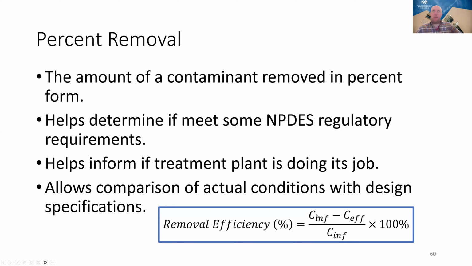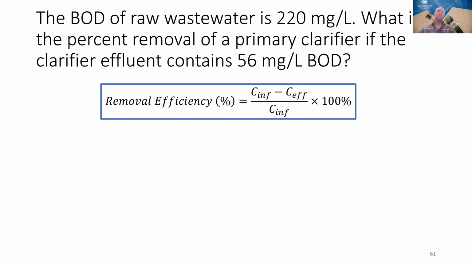So it's the concentration going in minus the concentration going out, divided by the concentration of what's going in. And then that's going to leave you with a decimal. So to turn it into a percent, you just have to multiply it by 100. Okay, so we'll do an example really quick, and hopefully that makes a bit more sense.